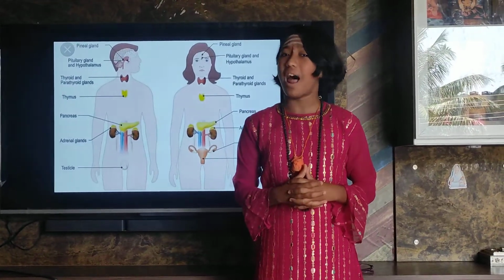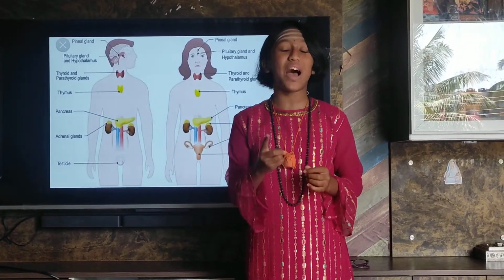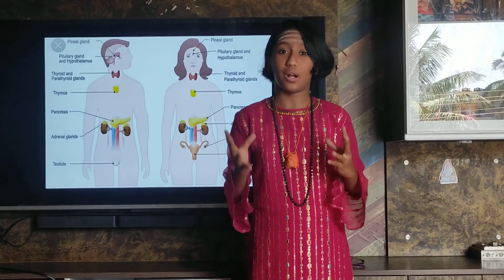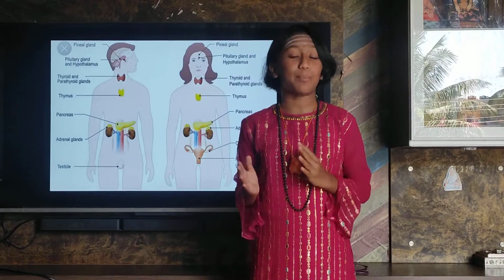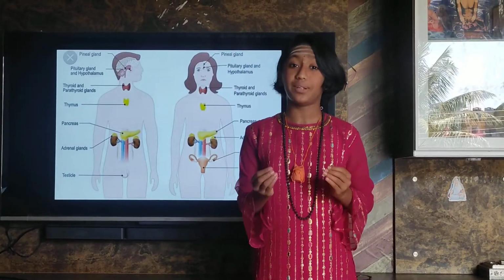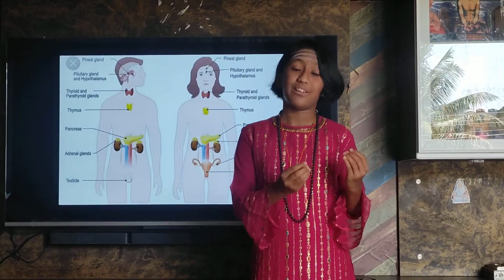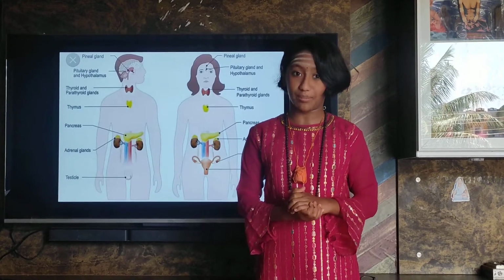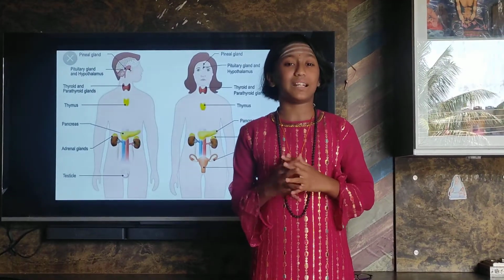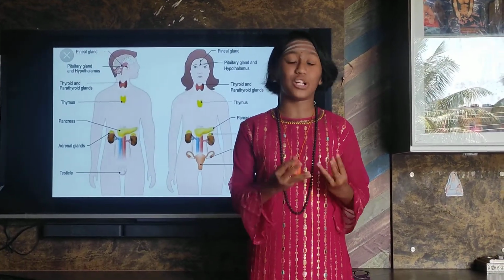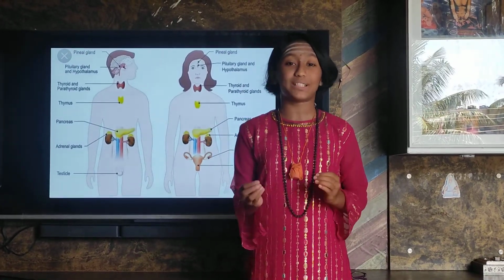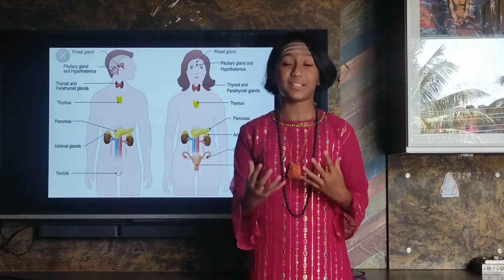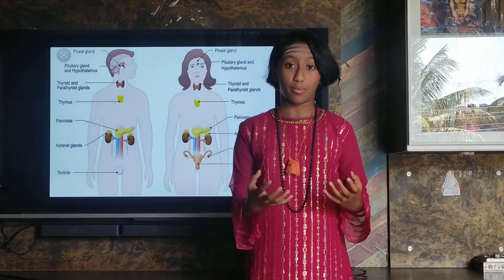So what are hormones? I hope you have heard this new word, hormones. Basically, hormones are chemical secretions which are secreted by the endocrine system and directly poured into the bloodstream. So we already know what the endocrine system is and what hormones are. There are also endocrine glands present in our body which secrete hormones.